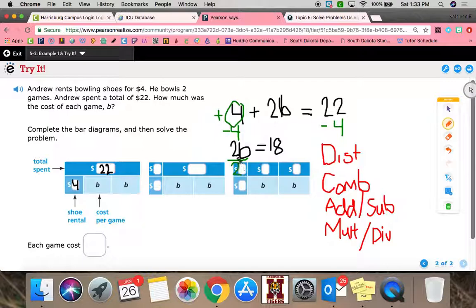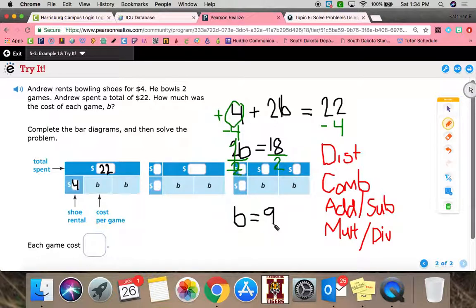Again, we're trying to get rid of the 2 over here, and we get rid of a number by either adding or subtracting from itself or multiplying, dividing from itself, because 2 divided by 2 is a big old 1. So we're just left with b, and then we have to divide 18 by 2 as well. So our last line of our problem is going to be b, or the cost of the game of bowling, is equal to 18 divided by 2, which is 9.